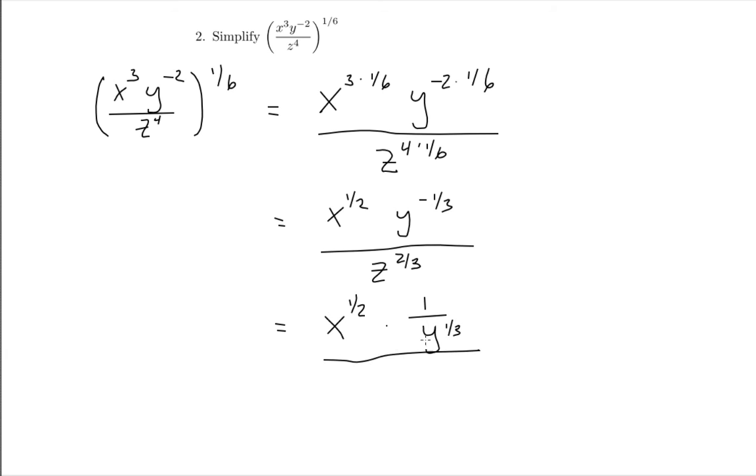Now we have a positive exponent for y, and z is still here on the bottom, z to the power of 2/3. And now I can move this y down to the bottom. So I have x to the power of 1/2 over z to the power of 2/3 times y to the power of 1/3.